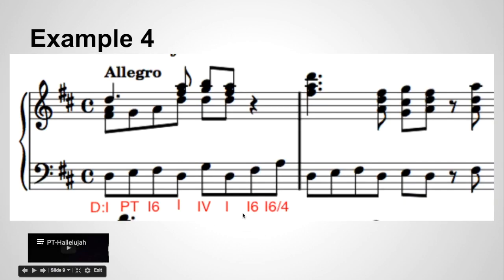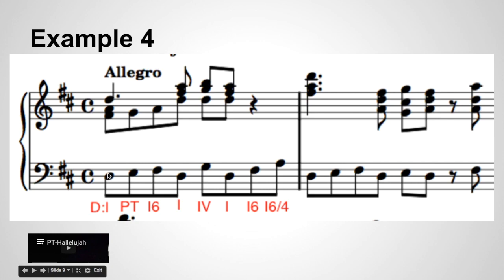Now finally, let's look at a real musical example. This is an example of Handel's Alleluia chorus from his piece, The Messiah. It is in the key of D major, so the 1 chord is D, F sharp, A. We have 2 sharps. The 4 chord, D, E, F, G, is G, B, D. Okay, those are the 2 chords we'll be dealing with here.